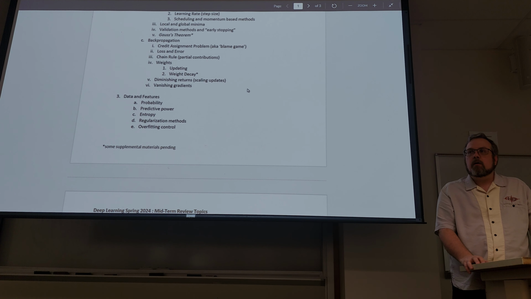Why would we implement weight decay? I put a little star up there behind it. It's something that we also need to talk about. What did we talk about that weight decay did?